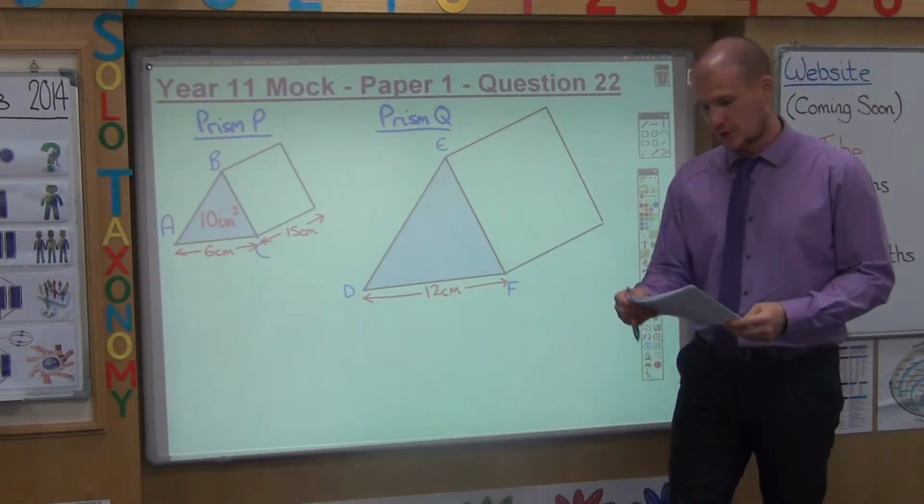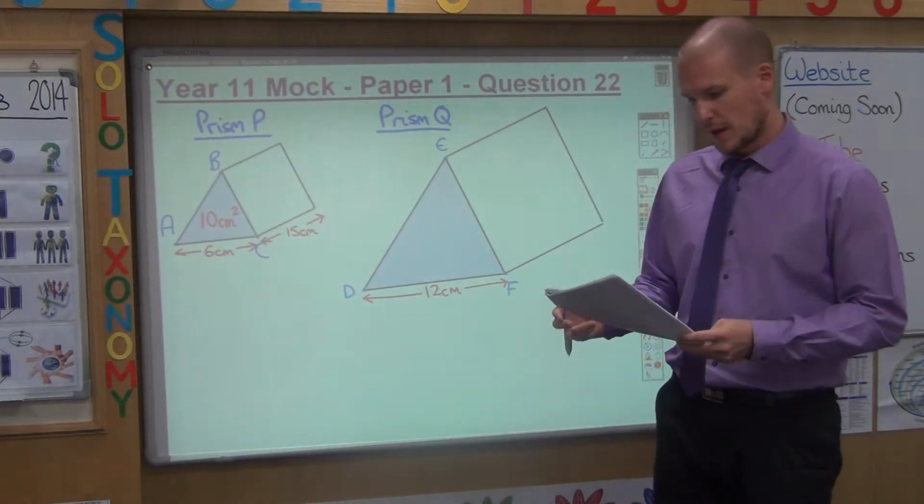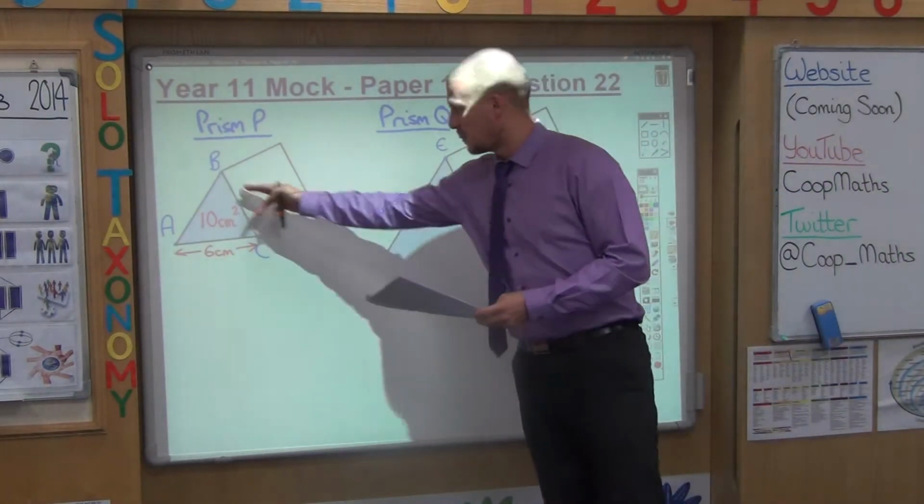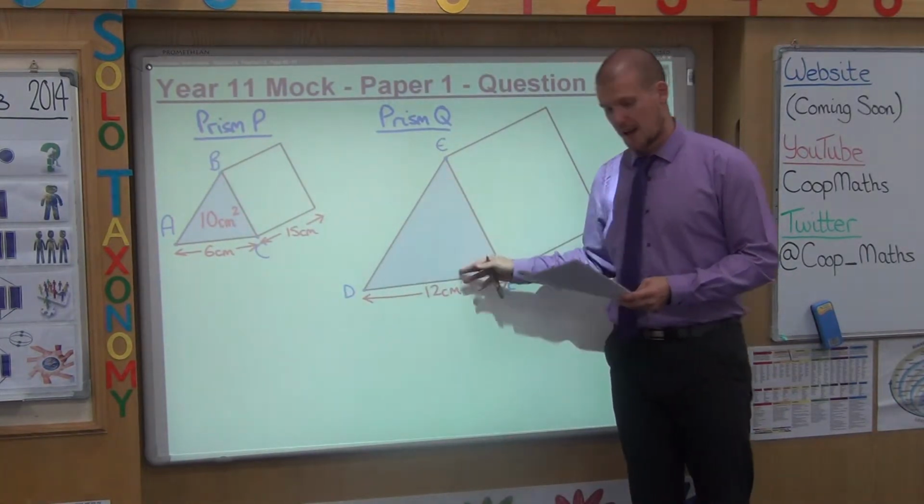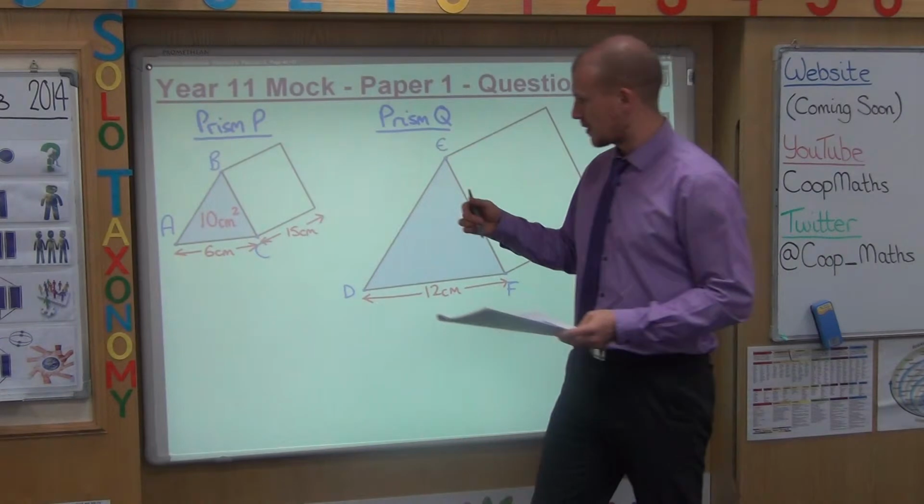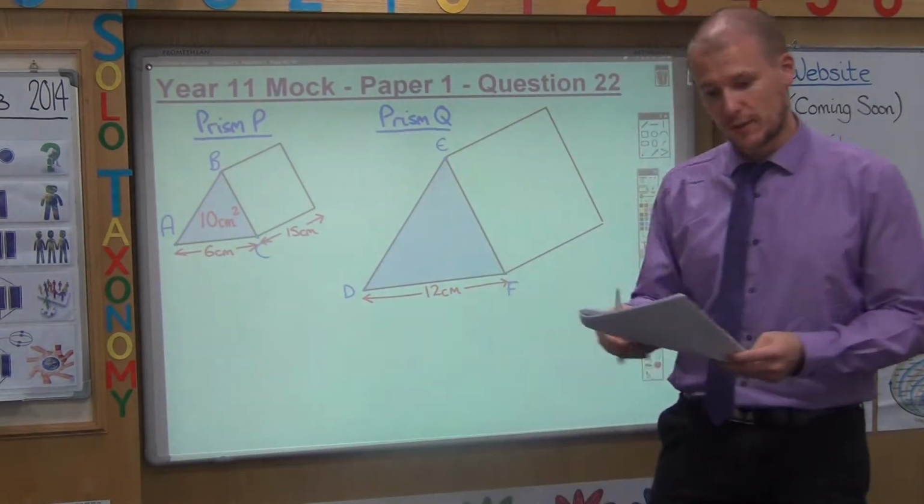Paper 1, question 22. P and Q are two triangular prisms that are mathematically similar. Prism P has a triangle ABC as its cross-section. Prism Q has a triangle DEF as its cross-section. AC is 6 centimeters, which is given in the picture. DF is 12 centimeters, which is also given in the picture.